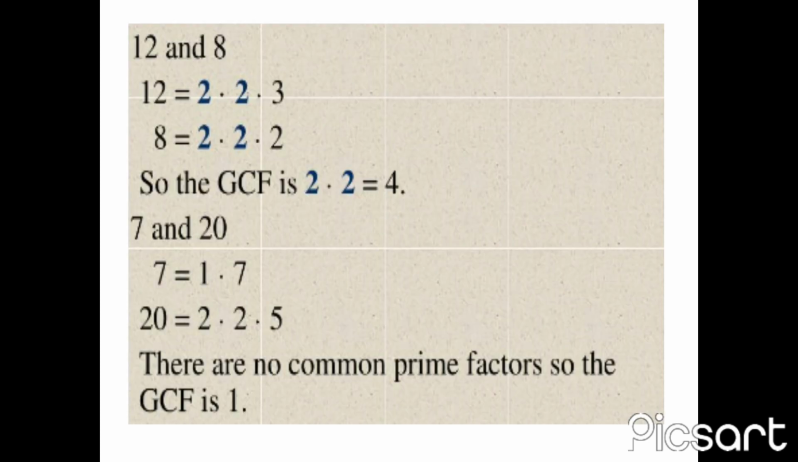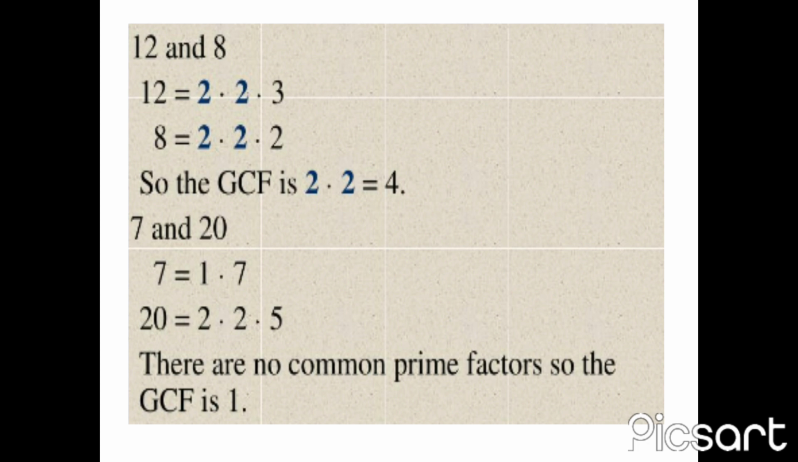Then we have another example, 12 and 8. In 12, we have 2 times 2 is 4, times 3 is 12. Then 8 is 2 times 2 times 2. So the common factors for both numbers are 2 and 2. Then we multiply 2 times 2, which is 4.